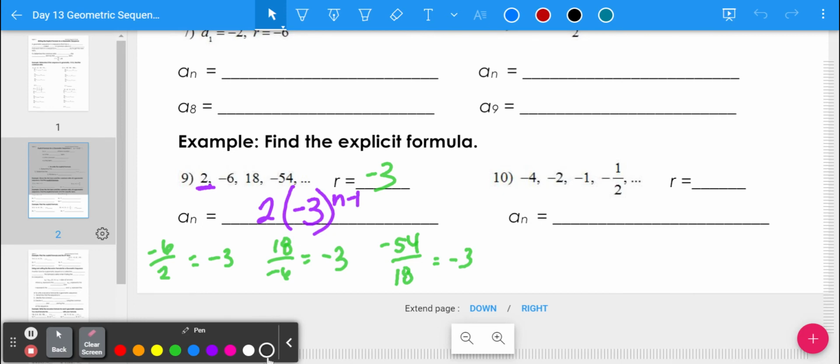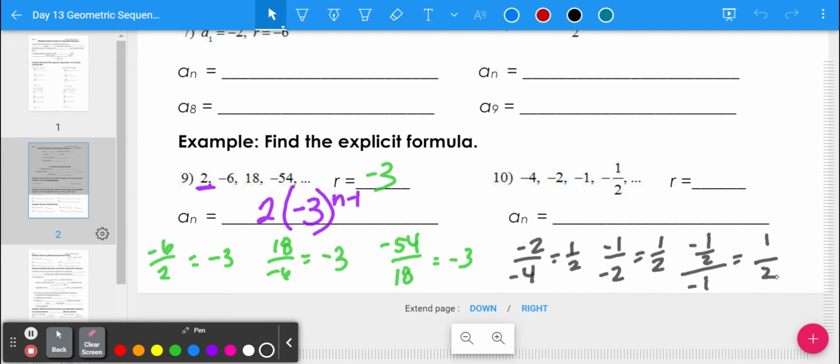All right, for number 10, I need to first find my common ratio. So negative 2 divided by negative 4, where I get 1/2. Negative 1 divided by negative 2, 1/2. Negative 1/2 divided by negative 1, where I get 1/2. So my common ratio here is positive 1/2. My first term, negative 4, multiplied by the common ratio 1/2, to the n minus 1 power.